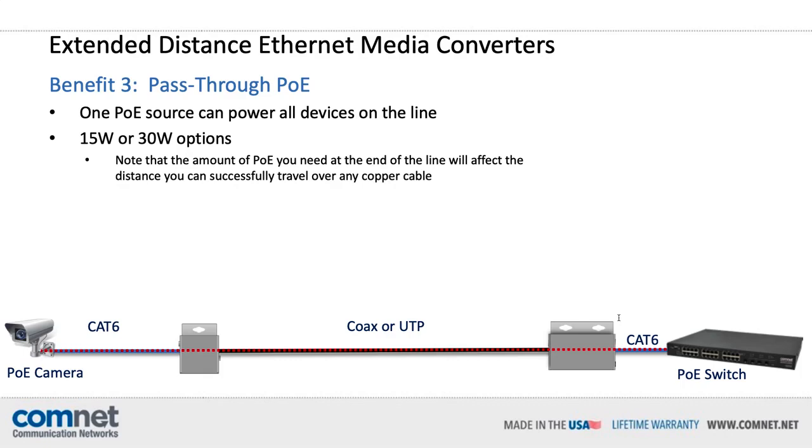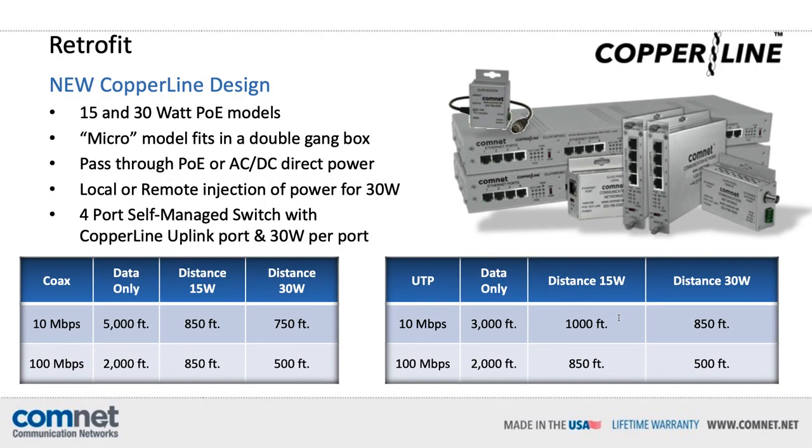Please note that the amount of PoE you need at the end of the line will affect the distances you can successfully travel over any copper cable, so please consult our data sheets for specific limitations. Although Comnet has several product lines that perform this media conversion, our most comprehensive and popular segment is Copperline. It comes in 15 and 30 watt models, various useful form factors, 5 different ways to power the modules, and 1 to 16 channel units.